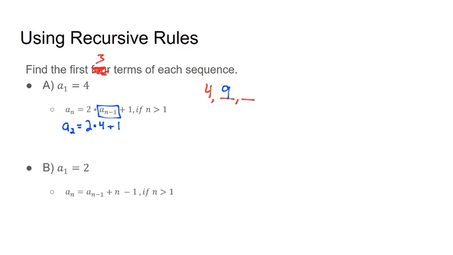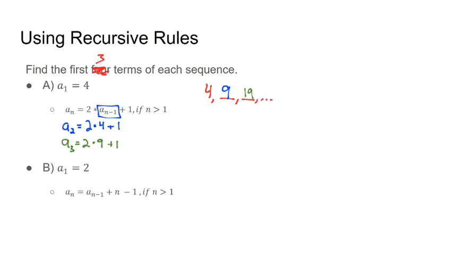And then let's find our third term here. Our third term is going to be 2 times, once again, the previous term, but if we're talking about the third term, our previous term is the second term. 18 plus 1 would be 19. And you could keep going, but note, to find each term, if we're using this notation, we have to use the term before it to get there. Okay?